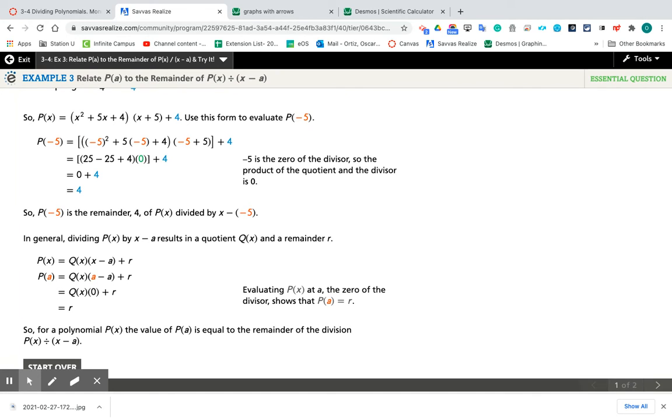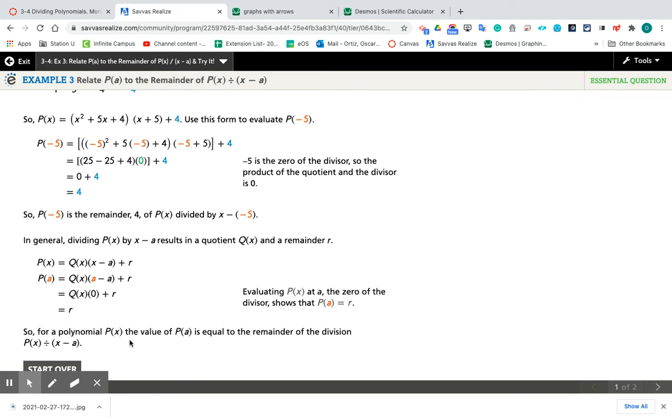Okay, so for a polynomial, the value of p of a is equal to the remainder of the division of p of x by x minus a. So there are two choices to find that number, that remainder. You either do the division or you just replace the x by a, and you will get the same answer. That's kind of the main result of this theorem.